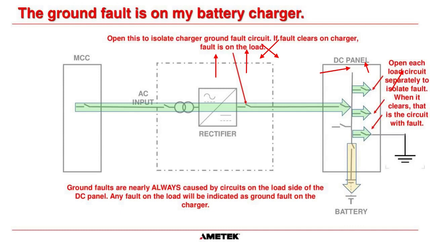So hopefully that explained ground faults. And like I said, 99% of the time it's something like a transducer out in the field, or some fault inside an MCC on the DC bus. It's very, very rarely that the problem is within the charger itself. It's either the battery with leaking electrolyte, or it's on a load circuit itself.